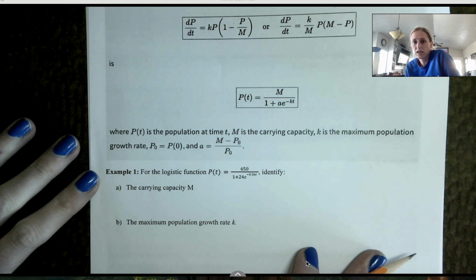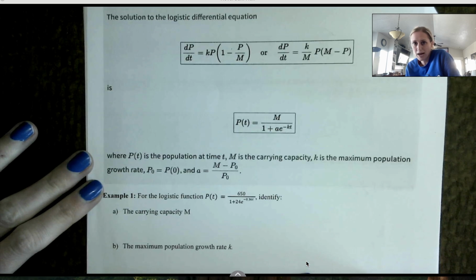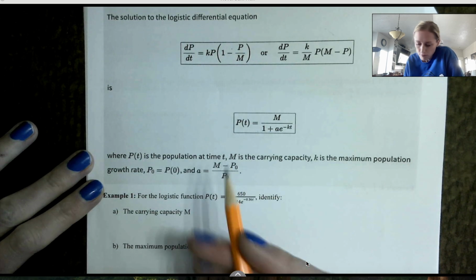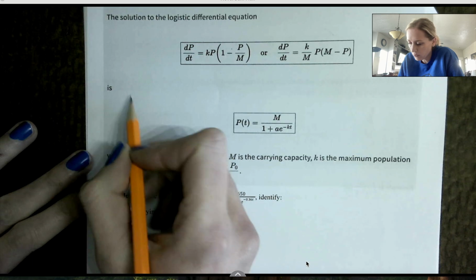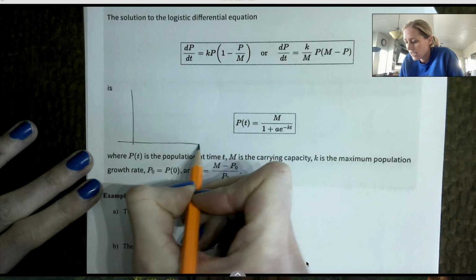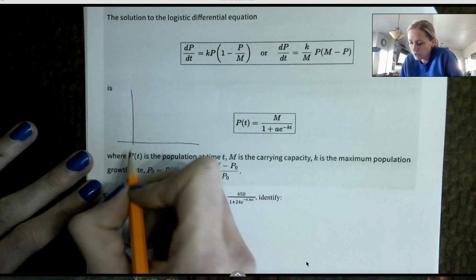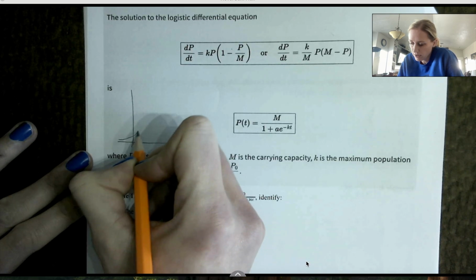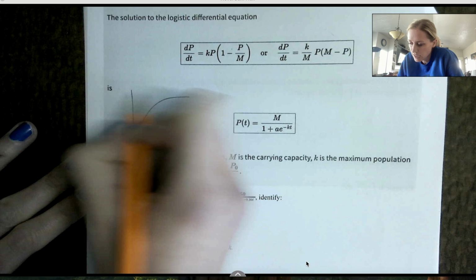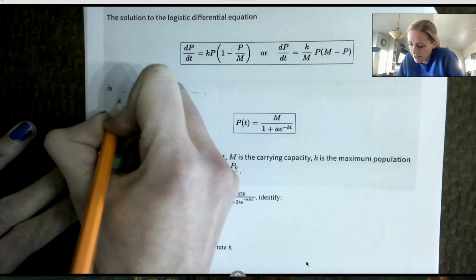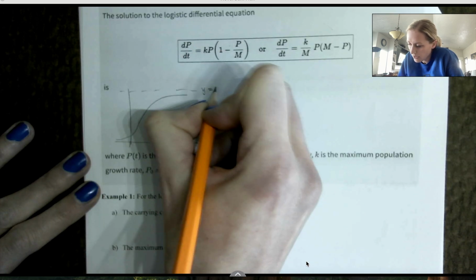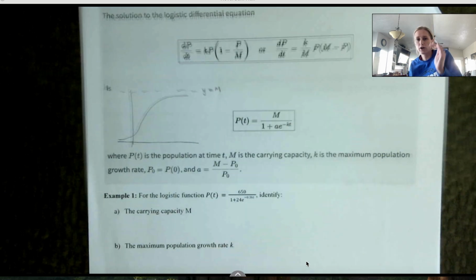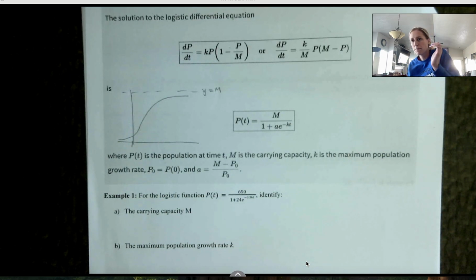Something to know about the logistic model is that if it is growth, M works like this: it doesn't just grow without bound. There's a boundary that it's going to eventually hit. So it looks like this, where it's going to level off, and this is the line y equals M. That's what carrying capacity means: it's going to max out. There's a certain value that it can never go past.